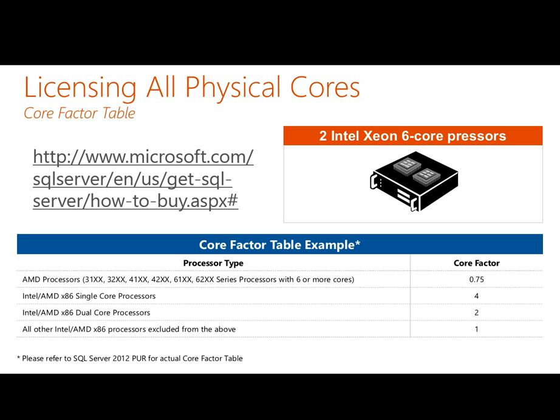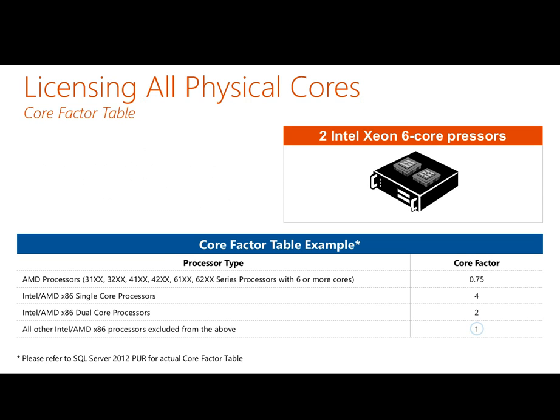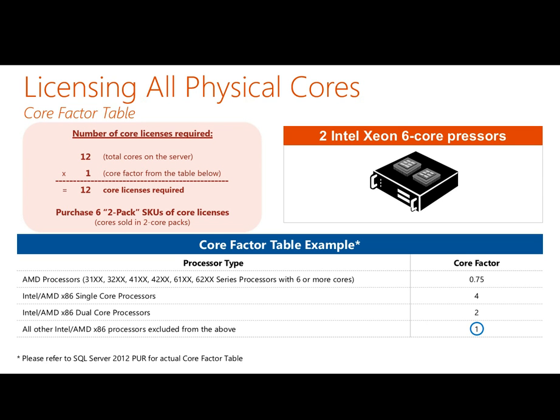So first step, we determine it's an Intel Xeon 6-core processor. Second step, we count the total number of cores, which is 12. Third step, the core factor. It's not an AMD 31 to 62 series. It's not a single core. It's not a dual core. Then the core factor is 1. So 12 times 1 is equal to 12. The last step is divide by 2. So we need to buy 6 per core licenses. This is only applicable for Enterprise Edition and Standard Edition per core.